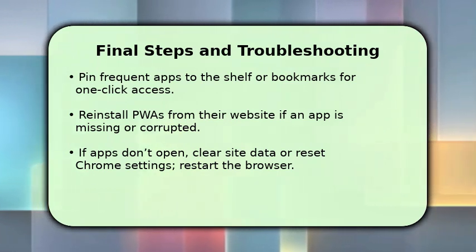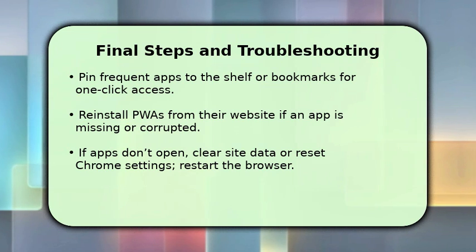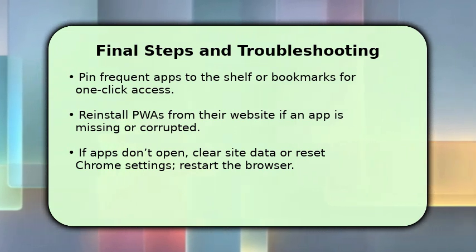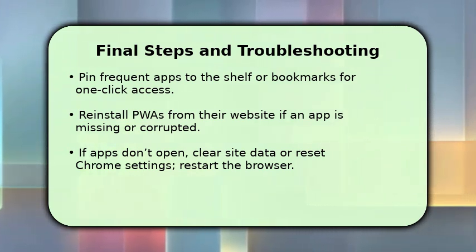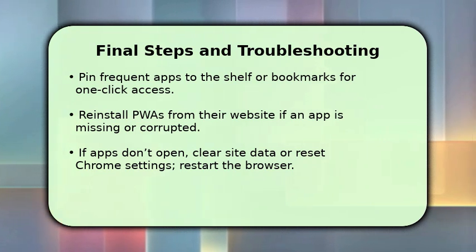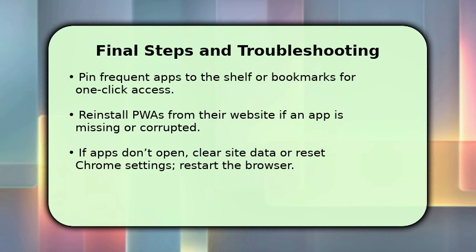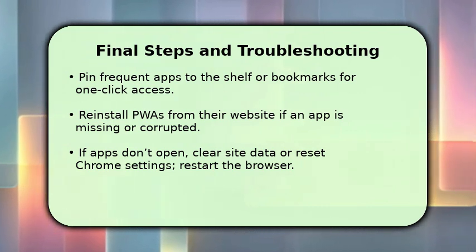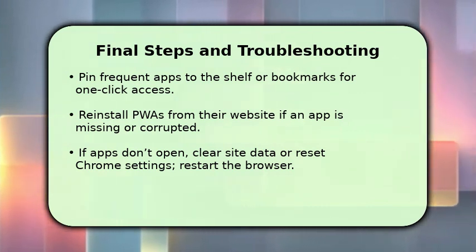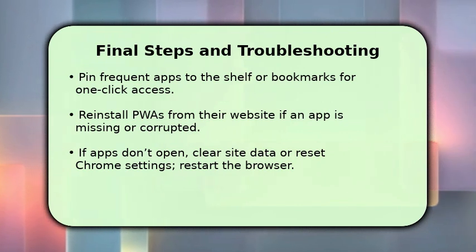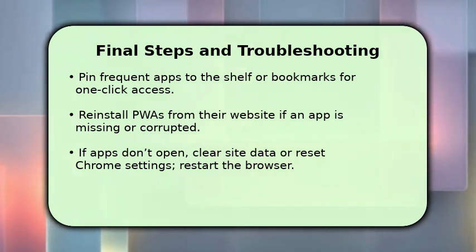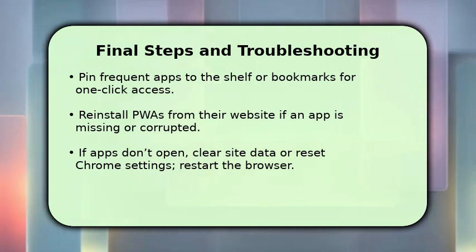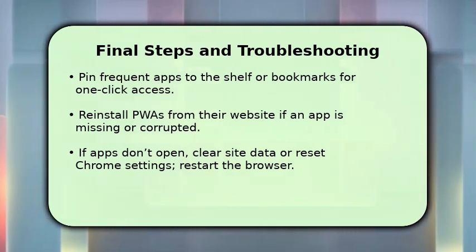This saves time. If an app is missing or behaving badly, reinstall the progressive web app from its website to restore a clean copy. Make sure to clear site data or reset Chrome settings if apps still won't open, and restart the browser to apply changes. If problems persist, check chrome://extensions for conflicts and disable suspected extensions before trying.